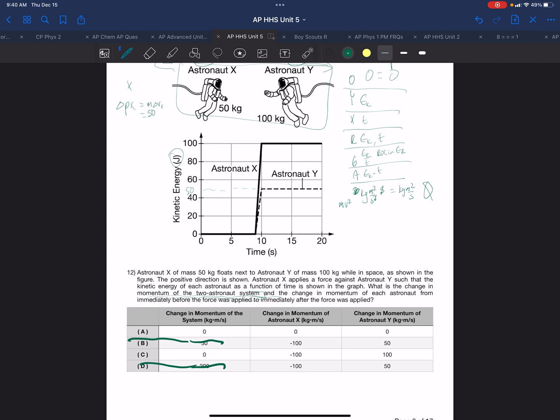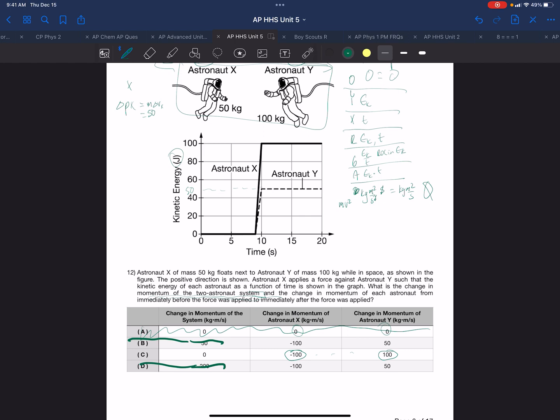So if we look at choice B, this says the change is 0, which means they don't move away from each other at all. They have no velocity afterward, which is false. And then if you look at choice C, you could see X has a negative momentum and Y has a positive momentum, equal and opposite to each other, such that they both add up to 0.